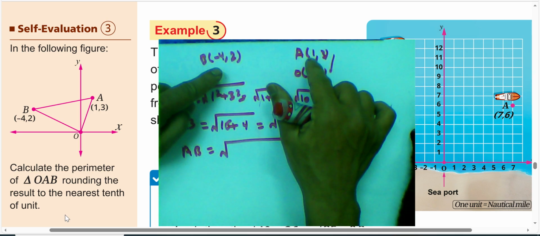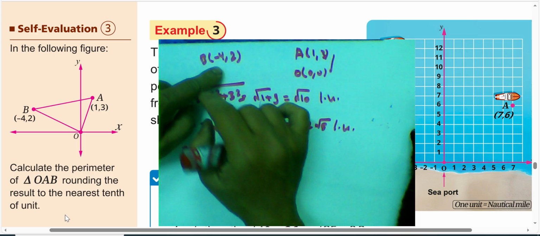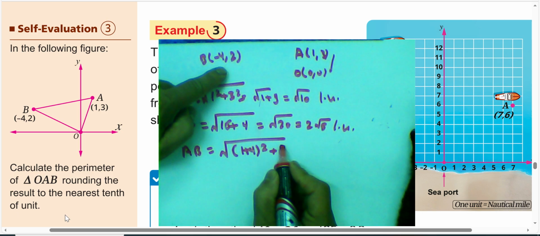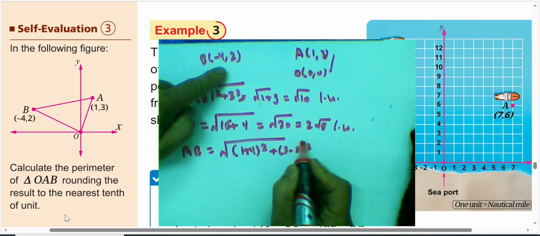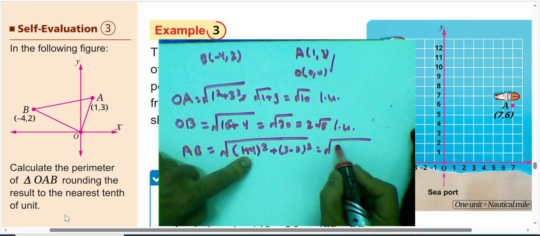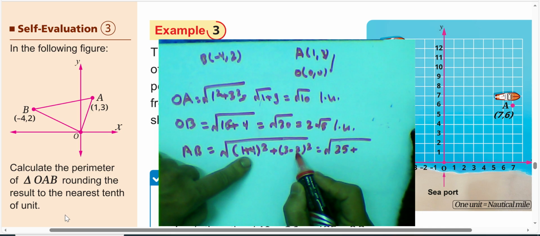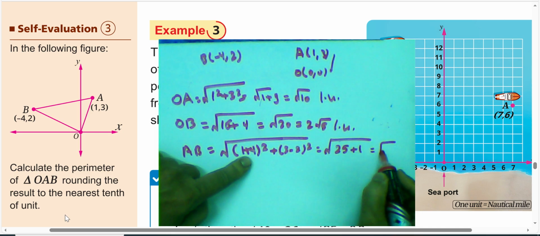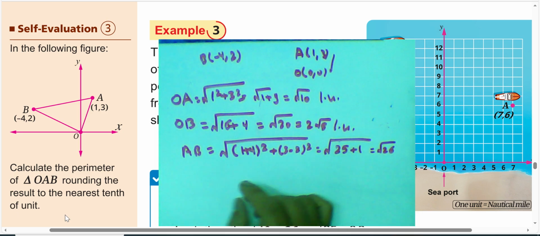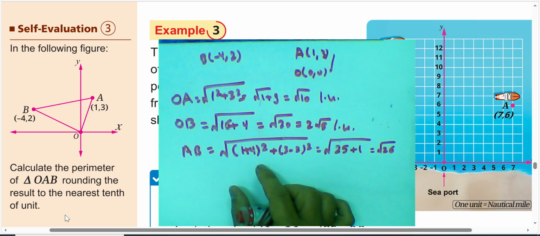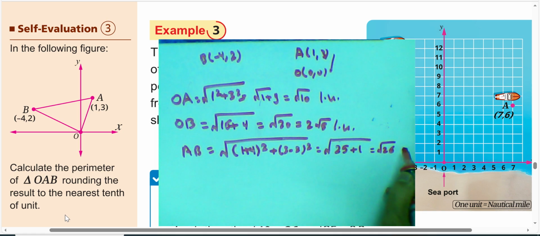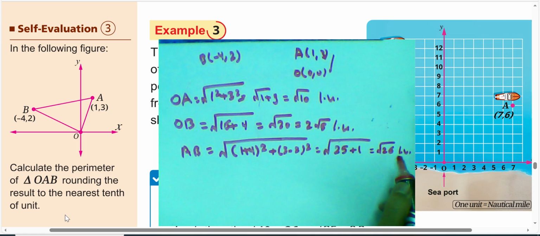Now A and B. 1 minus negative 4 becomes 1 plus 4, and 3 minus 2, all power 2. 1 plus 4 is 5, 5 power 2 is 25. 3 minus 2 is 1, 1 power 2 equals 1. The result will be the square root of 26 length units.